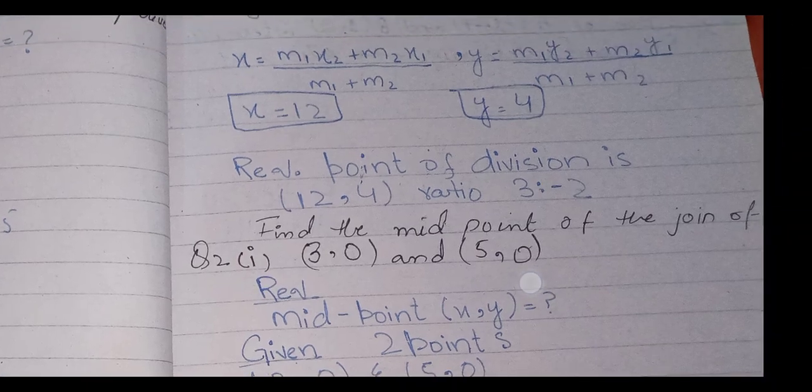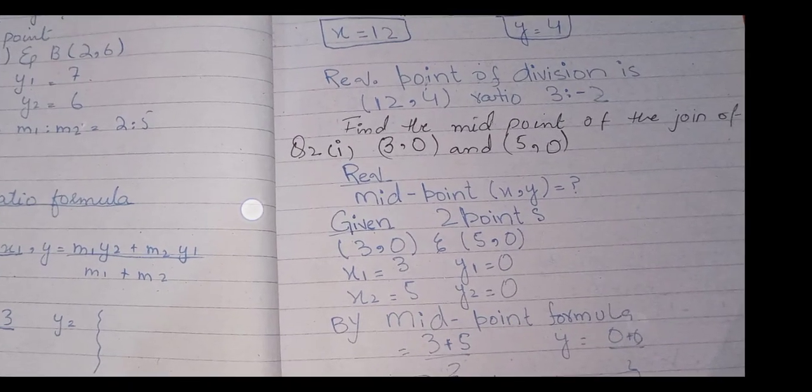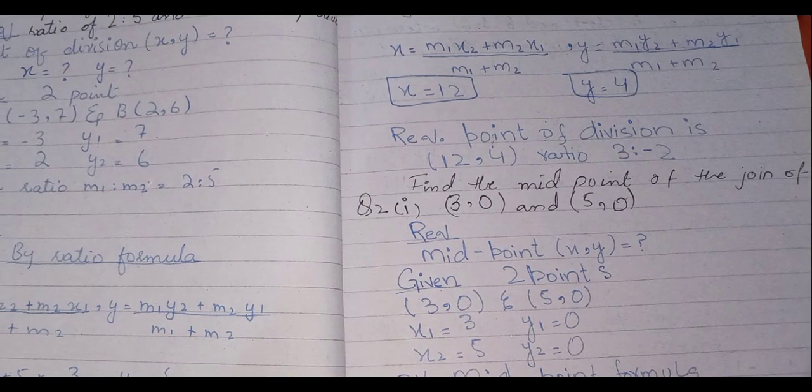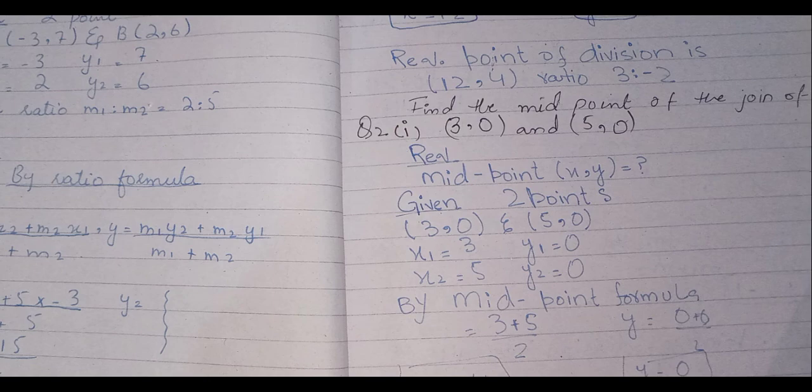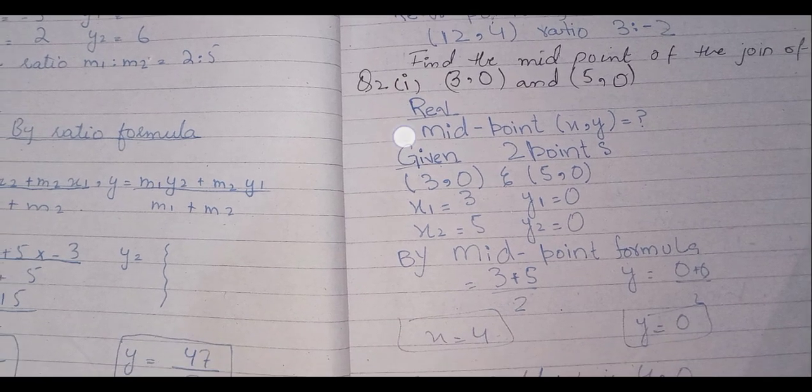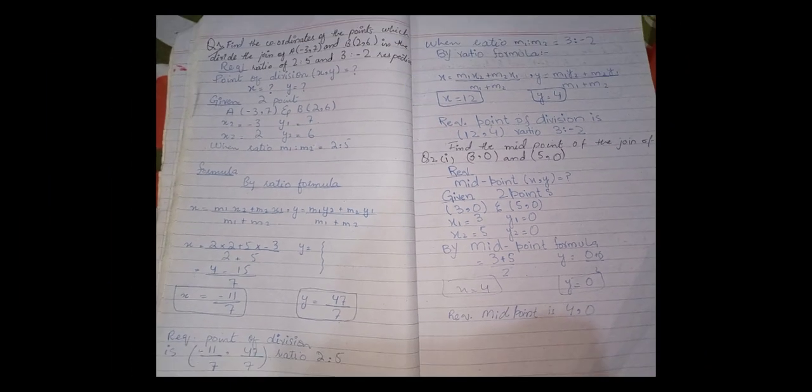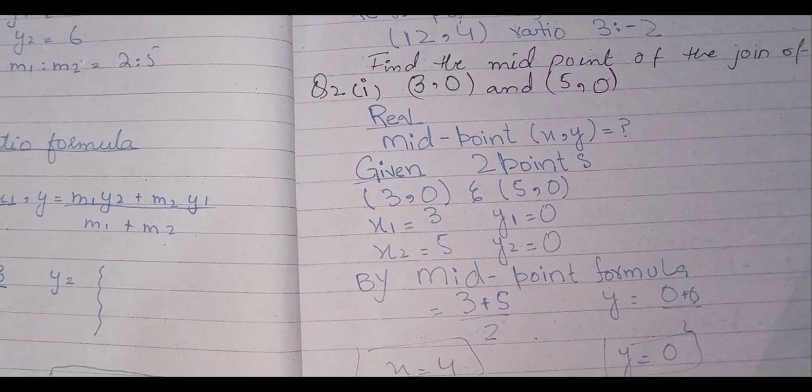But now the first side of the ratio is 3 and the second side is -2. Why -2? It is negative, so we can make the difference between them. So we will find out the point of division. We have already got it. And this question is very simple.